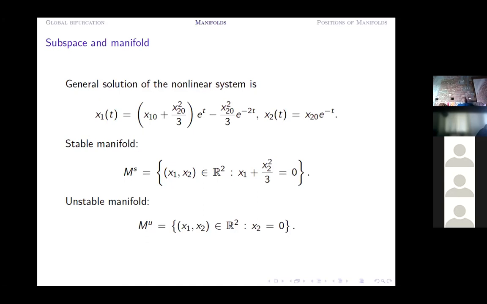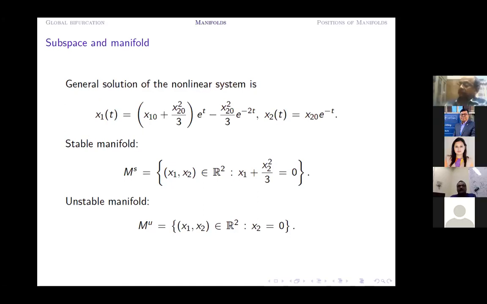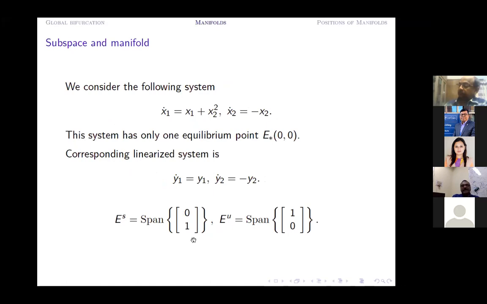Here I need to say a few words to explain how such manifolds can be obtained. First of all, let us try to understand that in case of the linearized system, there is a stable subspace, that is the linear span of (0, 1). There is an unstable subspace, the linear span of (1, 0).